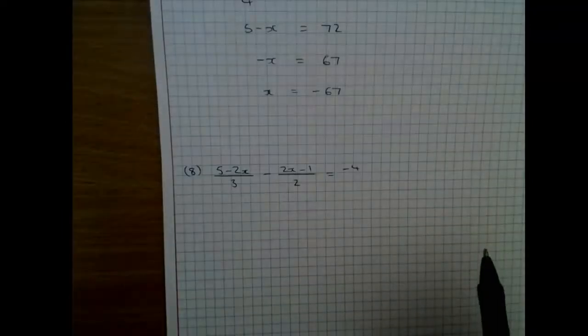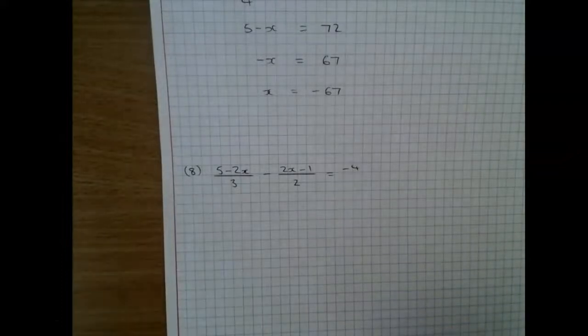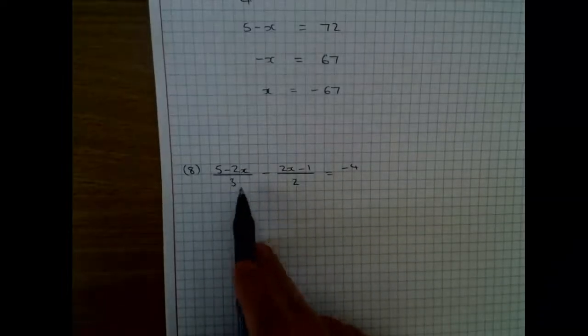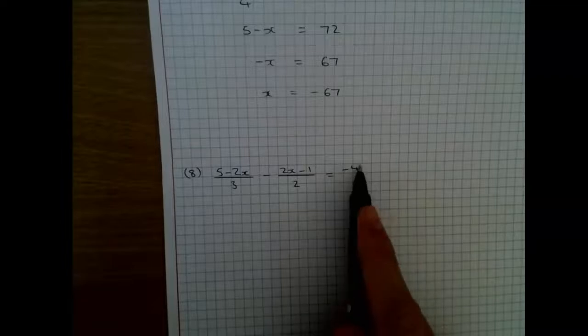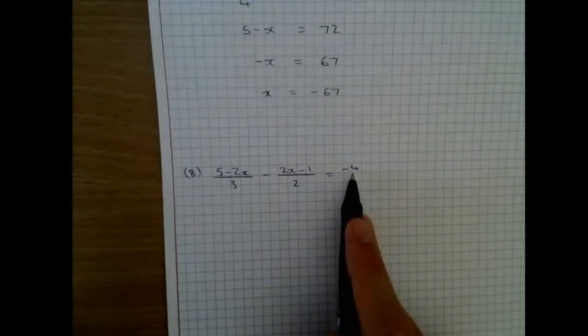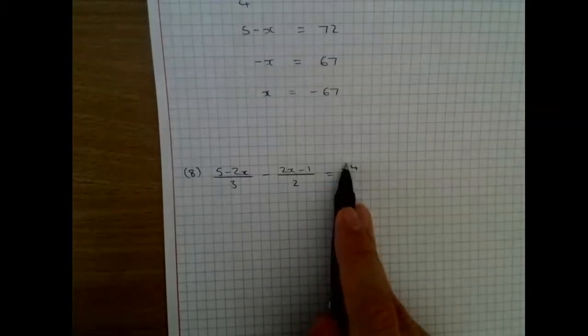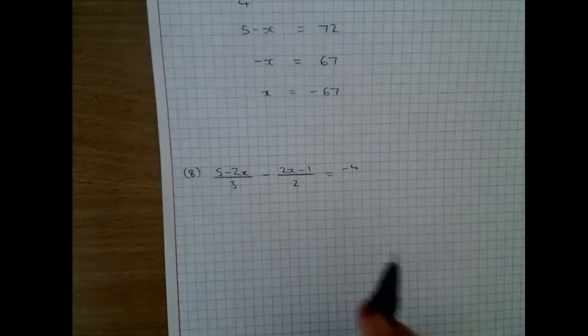Okay, now the next thing that I can do, I can go about a question like this in a number of different ways. So what I'm going to do is get a common denominator on my left hand side, and then write my right hand side with the same denominator, and then I can actually just equate the numerators on each side of the equation. So I'll show you what I mean.